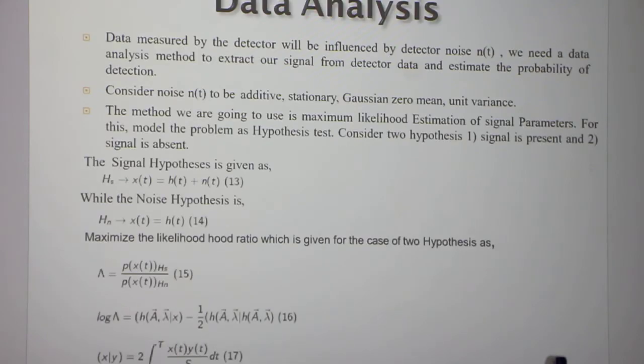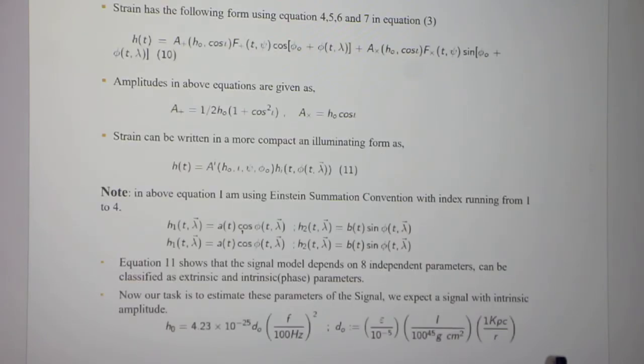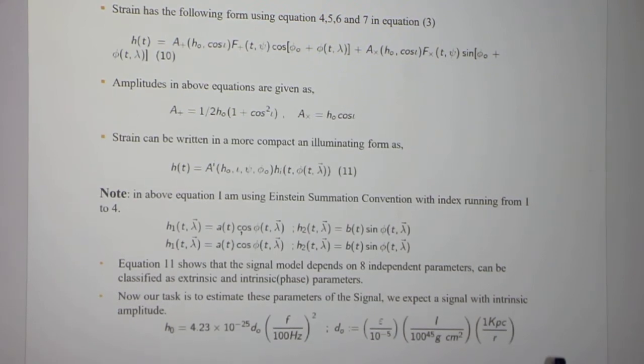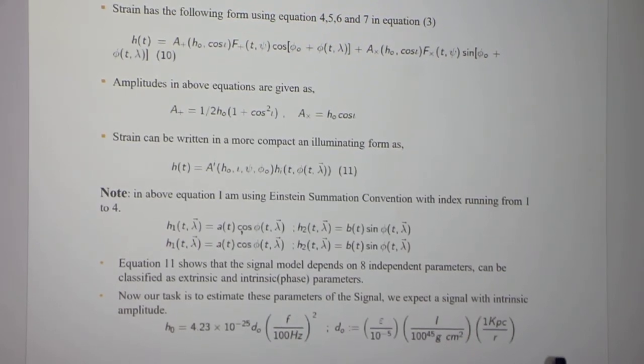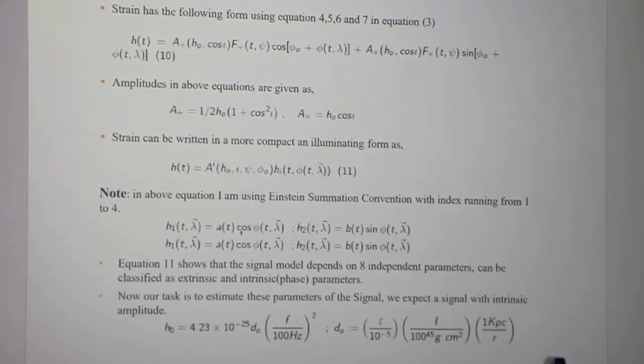Let me show you. So AI depends on the intrinsic amplitude, the iota, the polarization factor, and the intrinsic phase. So these are how we estimate it. This is what the author is going to discuss; I didn't do it at that time.